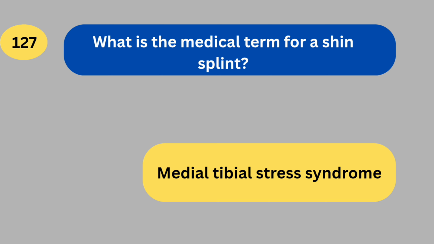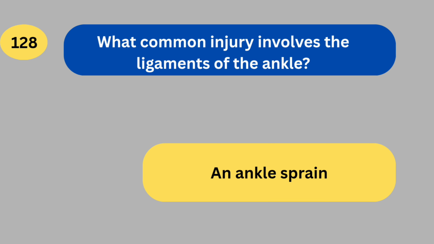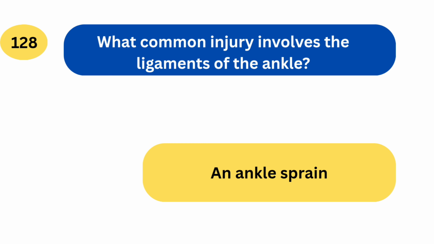Next question. What is the medical term for a shin splint? Answer: medial tibial stress syndrome. Next question. What common injury involves the ligaments of the ankle? Answer: an ankle sprain.